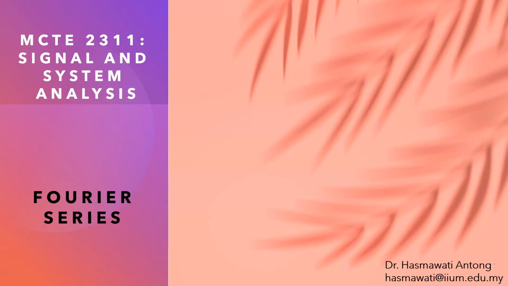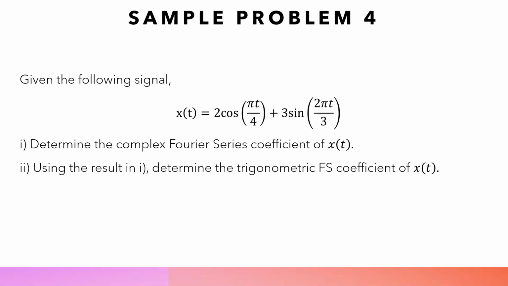In this video, I will continue our discussion on Fourier series, where I will show you a solution to another sample problem on Fourier series representation of a signal. So in this question, you are given this signal 2 cos(πt/4) + 3 sin(2πt/3). And you are asked to first determine the complex Fourier series coefficient of x(t), or the exponential Fourier series representation. And number 2, using the result that you found in number 1, determine the trigonometric Fourier series coefficient of x(t). So let's solve this problem.